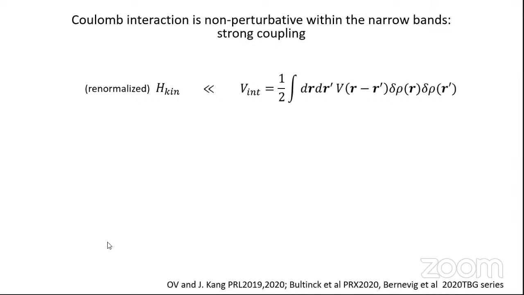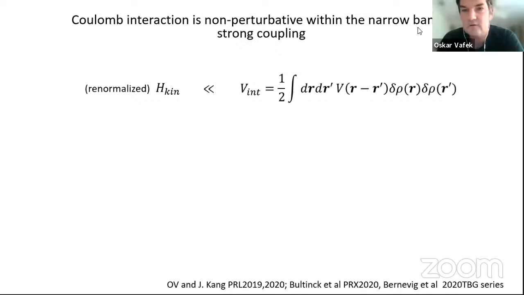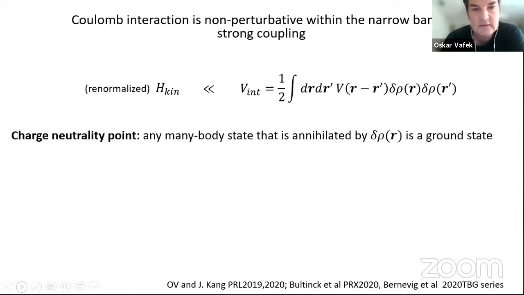Okay. Hopefully you can see my screen. So this is where we stopped last time. Let me just remind you that we are thinking about now just the narrow bands in twisted bilayer graphene. We have renormalized down to just this Hilbert space. And we argue that the bands are still narrow and the Coulomb interaction is going to dominate the kinetic energy, the renormalized kinetic energy.